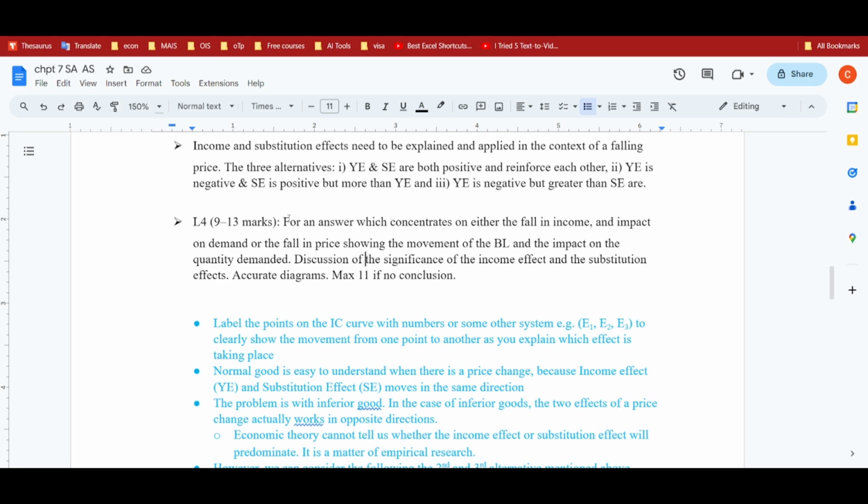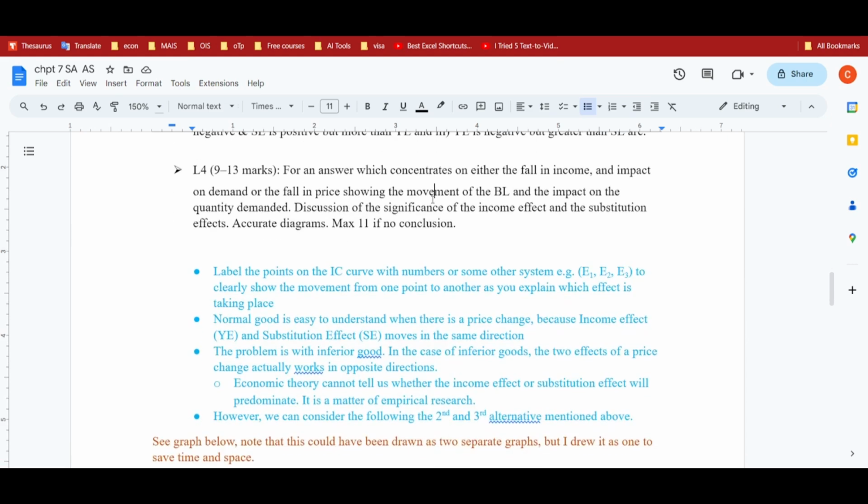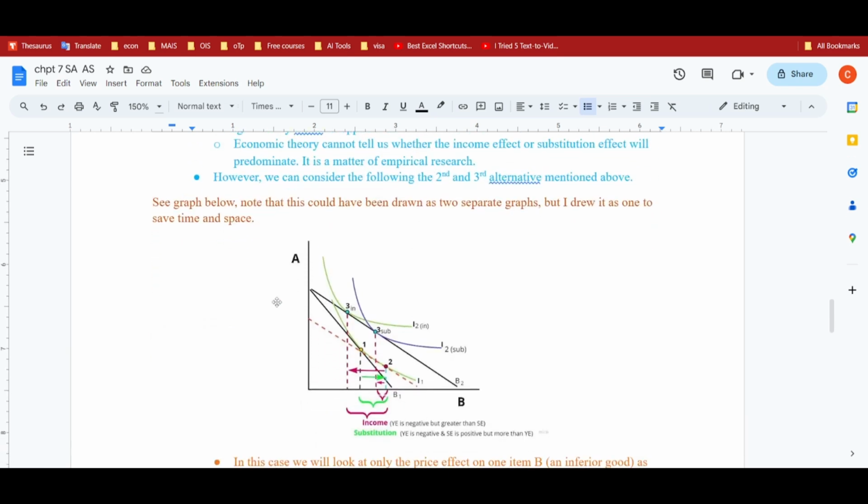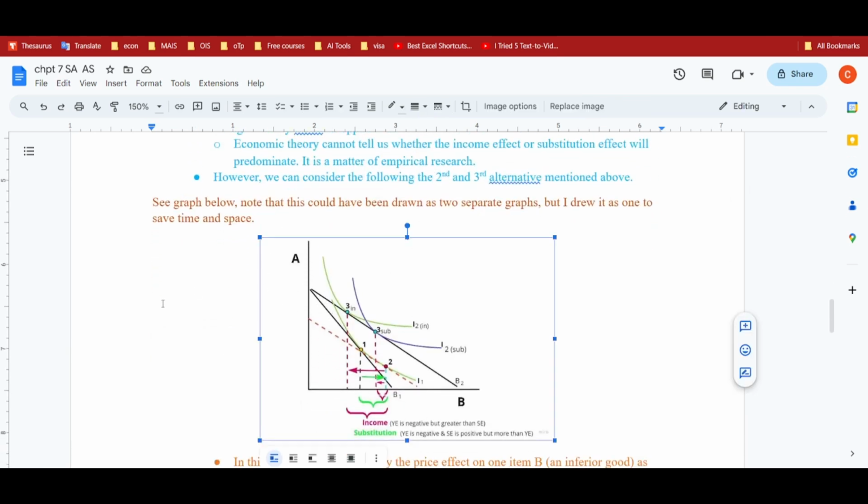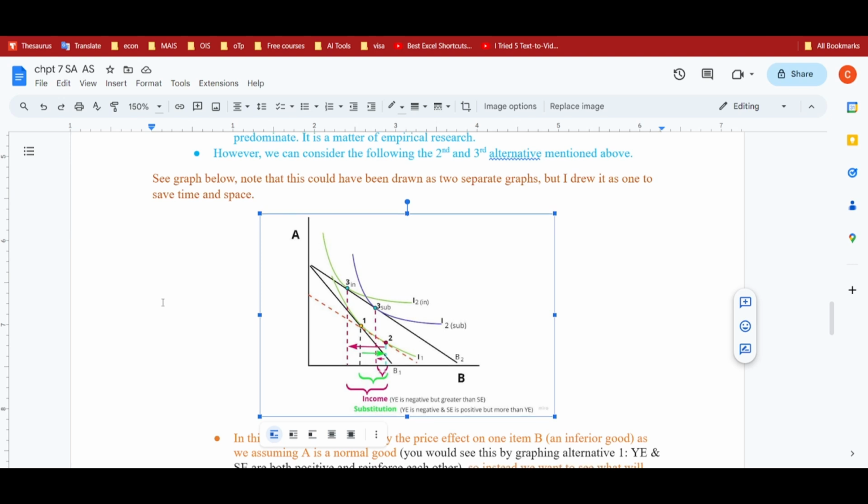It says for the answer, concentrate either on the fall and impact of demand and fall in price, showing the movement of the budget line and the impact on the quantity demanded, and discuss the significance of the income effect and substitution effects with an accurate diagram. So you get basically 9, now it's like 20 points or something, right? But this was the 13 points one. So you have to be able to draw the graph properly, right? This is what I'm saying. If you choose to answer this question, you need to be able to draw the graph properly.